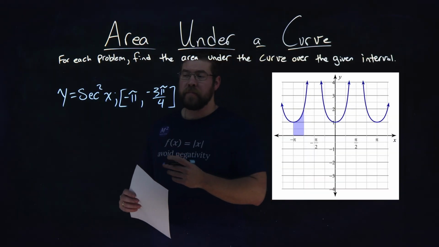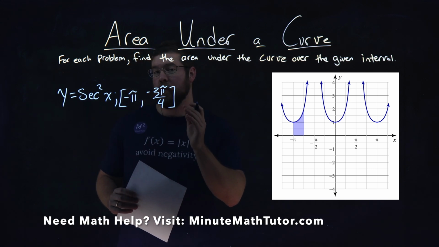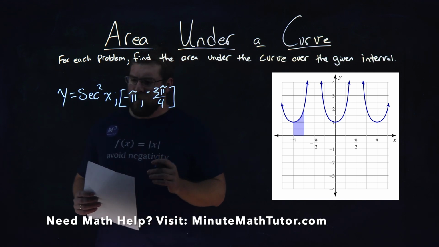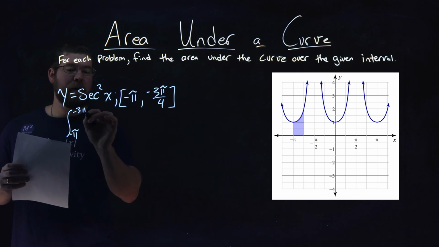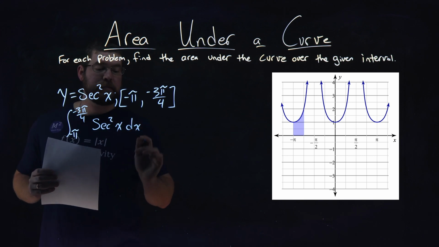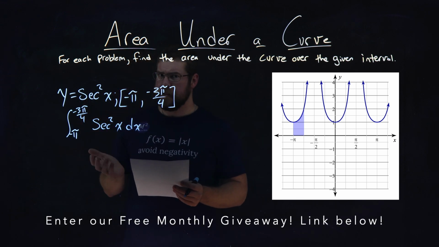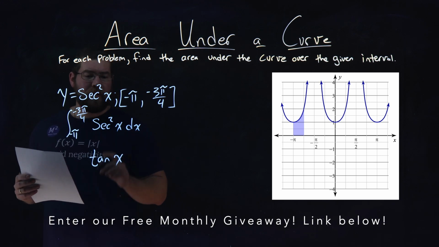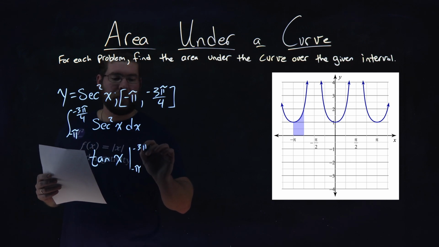We're given this problem right here. y equals secant squared x on the interval from -pi to -3 pi over 4, and we want to find the area under the curve over this given interval. First, let's set up our integral. We have the integral from -pi to -3 pi over 4 of our function, secant squared x dx. Well, first we need to figure out what is the integral of secant squared x dx. And that is just the tangent of x, with our rules here. So we have the tangent of x as the integral, and we're integrating from -pi to -3 pi over 4.